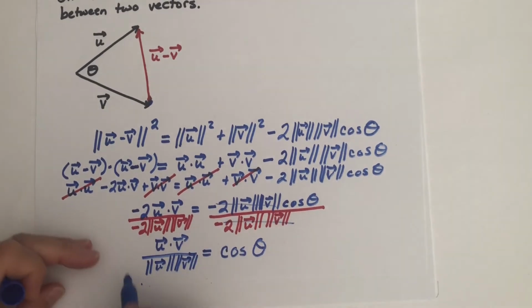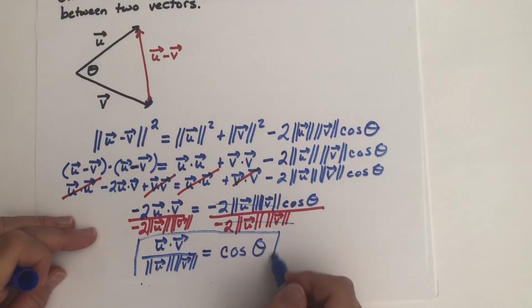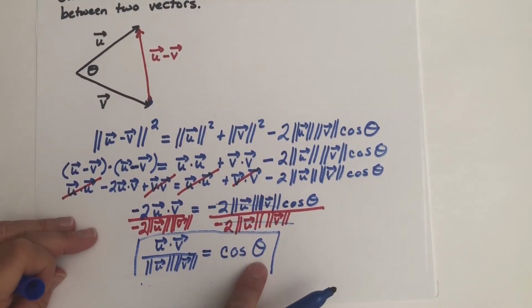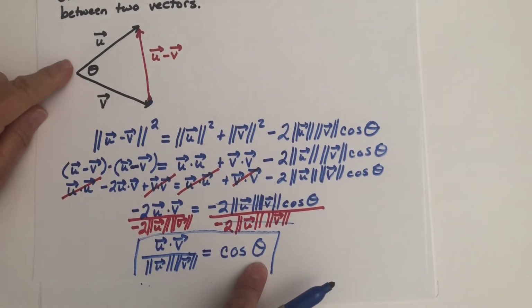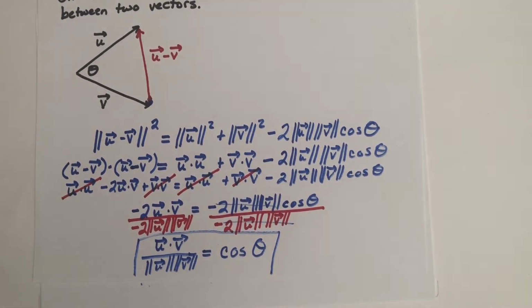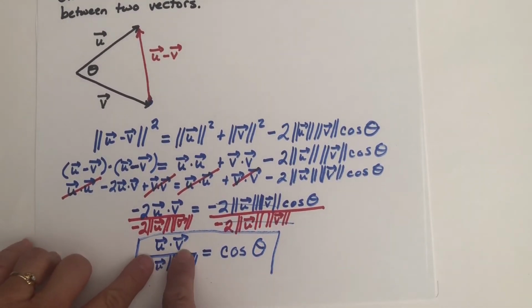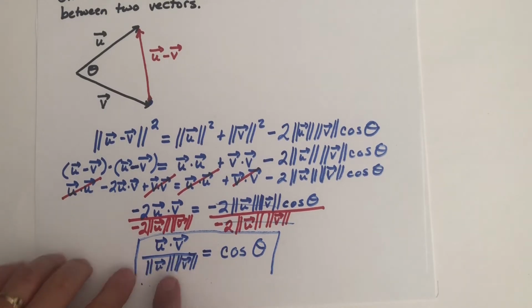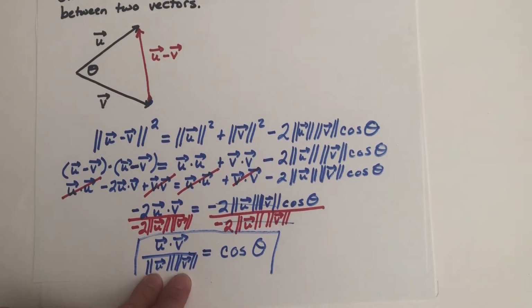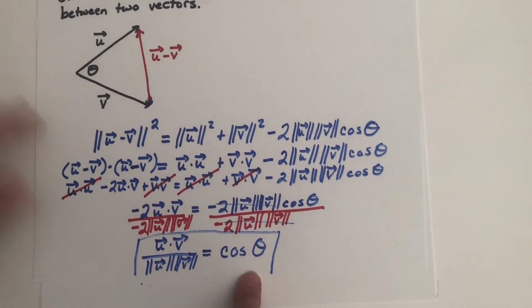And we have a formula for finding the angle theta that is between two vectors. So here's our formula. The cosine of theta equals the dot product of u and v in the numerator divided by the product of their magnitudes in the denominator. Let's use that idea to find the angle between two vectors.